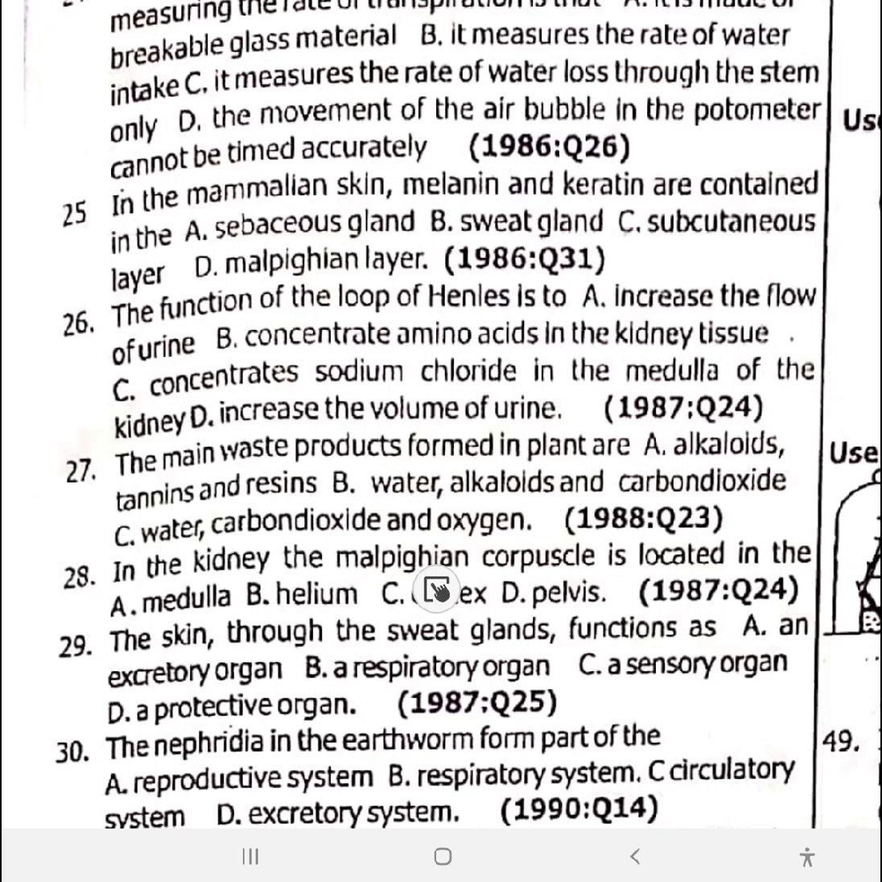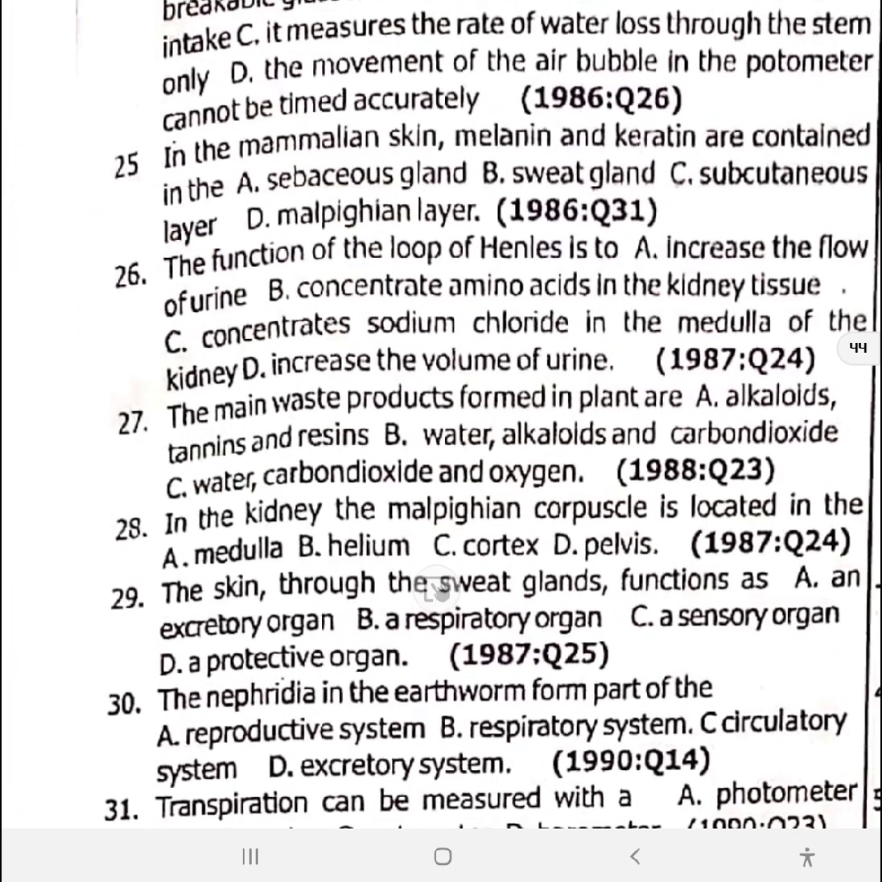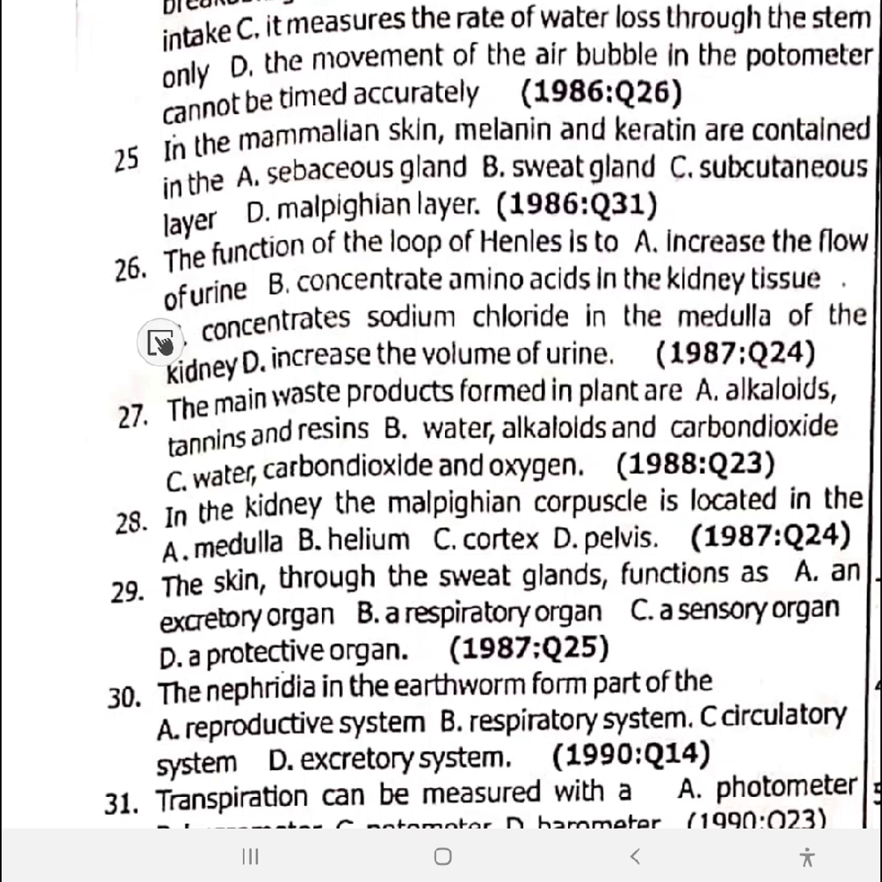28. In the kidney, the malpighian corpuscle is located in. We've touched on something similar before. It's been repeated now, so I think we'll be able to skip it. That's in the kidney. Where is it? Okay, the main product. 27 is A. 28. In the kidney, the malpighian corpuscle is located in. Do not forget, apart from the loops of Henle that are located in the medulla, the other ones are located in the cortex. 28 is C.